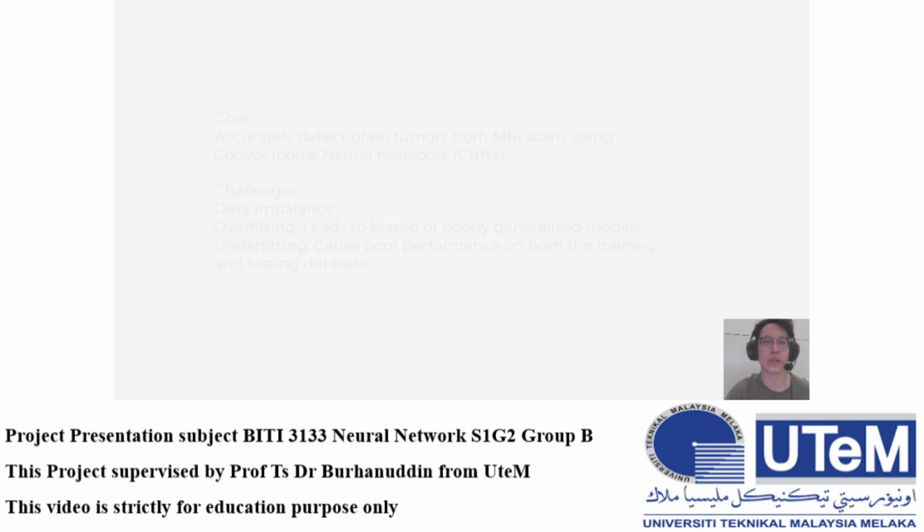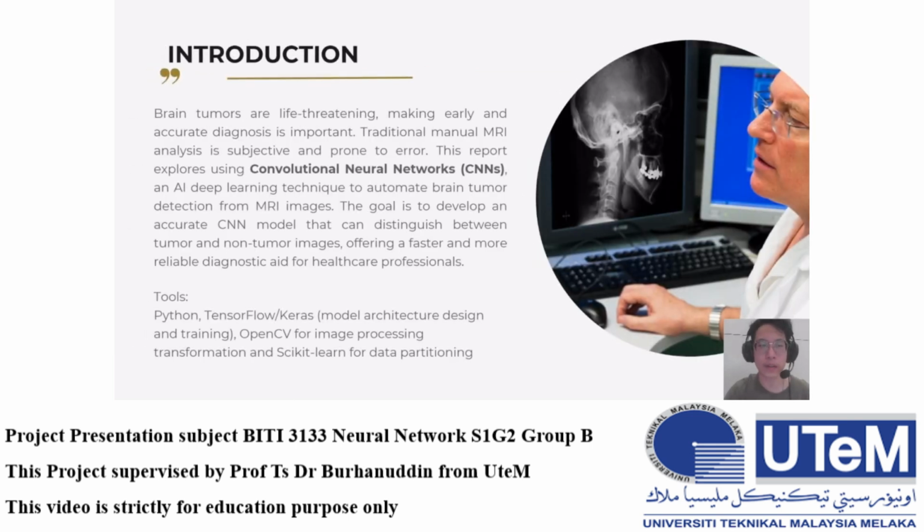Next is our introduction. In our introduction part, as we all know, brain tumors are life-threatening, making early and accurate diagnosis important for the patients. Traditional manual MRI analysis is subjective and prone to many errors. This report explores using CNN, convolutional neural networks, an AI deep learning technique, to automate brain tumor detection from MRI images. The goal is to develop an accurate CNN model that can distinguish between tumor and non-tumor images, offering a faster and more reliable diagnostic aid for healthcare professionals.